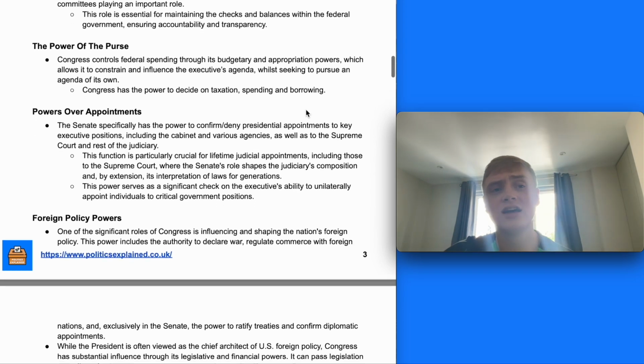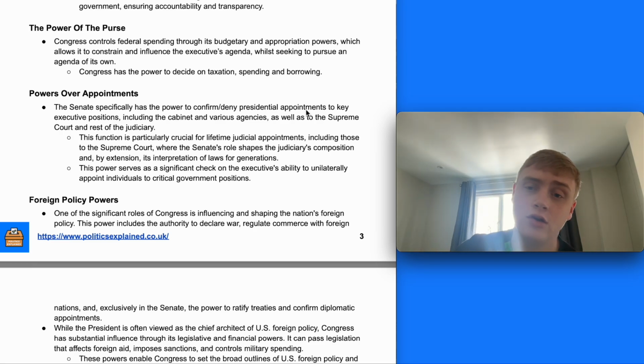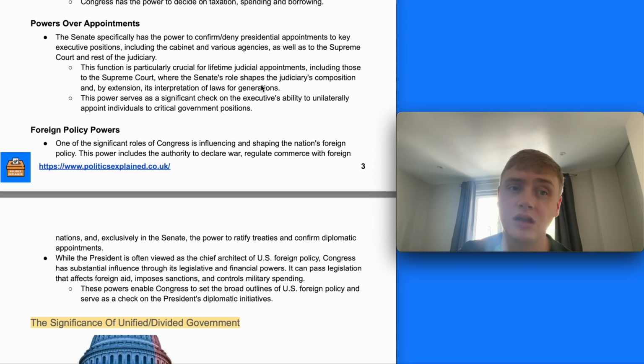The power of the purse is another key power of Congress. It controls federal spending through its budgetary and appropriation powers, which allow it to constrain and influence the executive's agenda whilst pursuing an agenda of its own. So Congress has the power to decide on taxation, spending and borrowing.